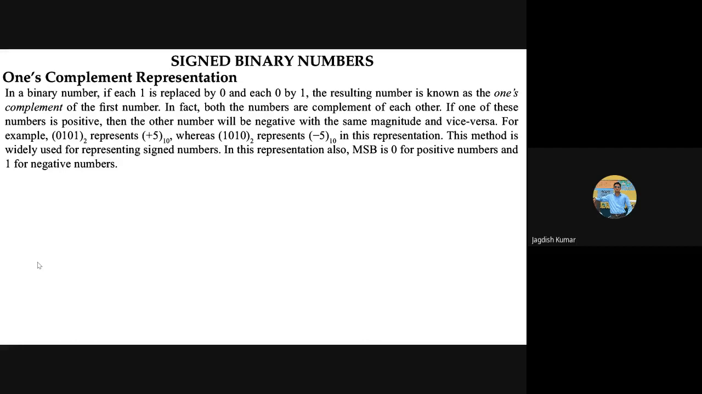So in one's complement representation, the numbers which begin with 0, whose most significant bit is 0, are termed positive numbers, and those beginning with 1 are negative numbers. This is similar to the sign bit. The convention is similar to that of sign magnitude representation.